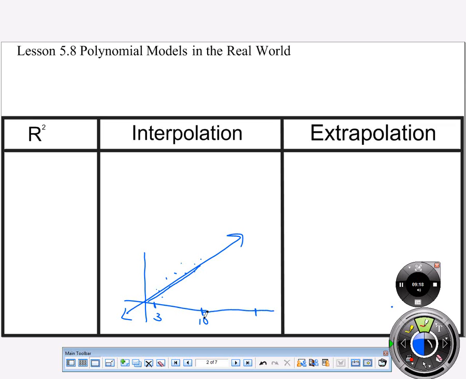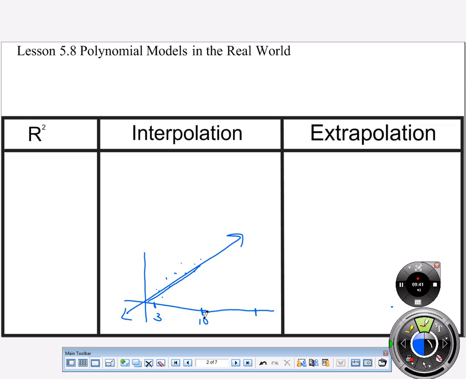Okay? To do the same thing but beyond 10 is extrapolation because there was no data there. I'm just kind of making an assumption that the model would continue. Sometimes that's a fair assumption to make, and sometimes it's not. You have to be a critical thinker about the situation. Like in this situation, can I use this model to extrapolate or no?